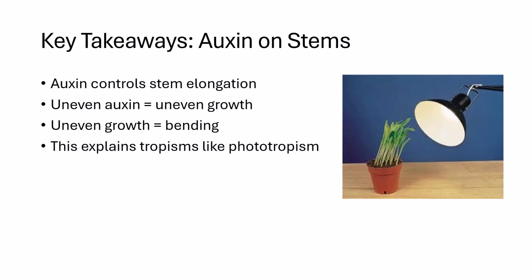The key takeaway here is that auxin controls stem elongation, and when it's distributed unevenly, it produces uneven growth. That uneven growth causes bending, which is exactly what we see in tropic responses like phototropism. Once you understand this, a lot of plant movement starts to make much more sense.